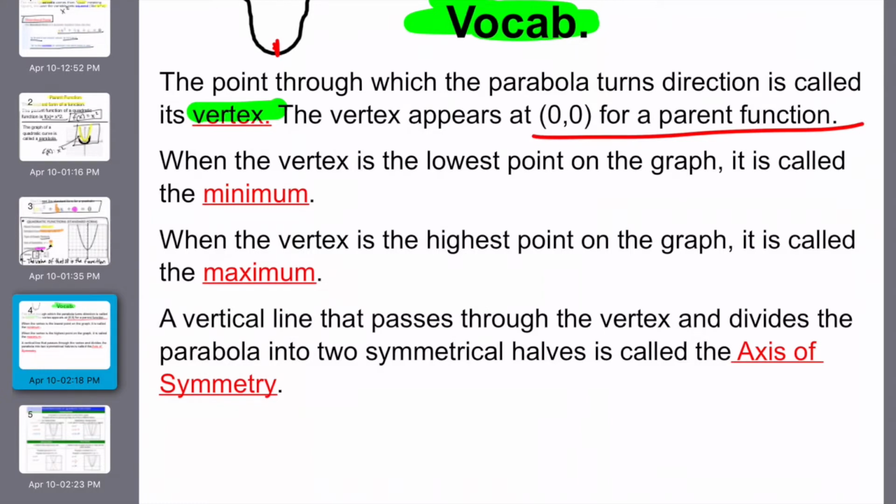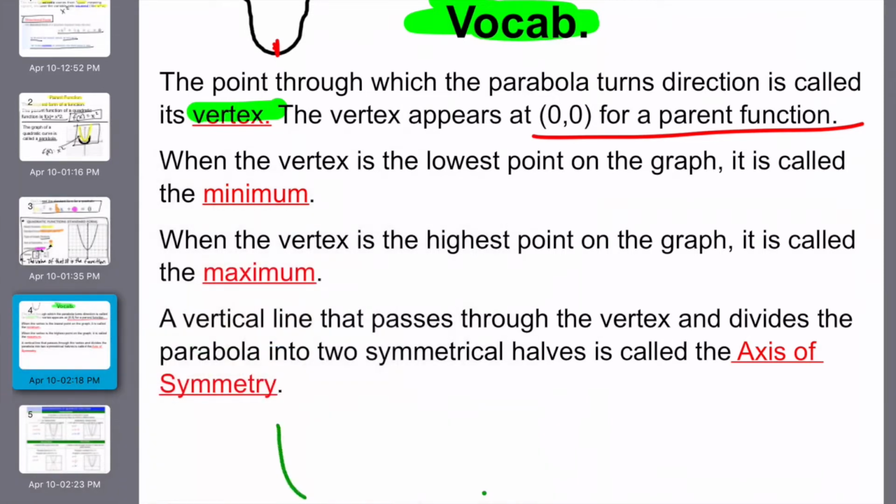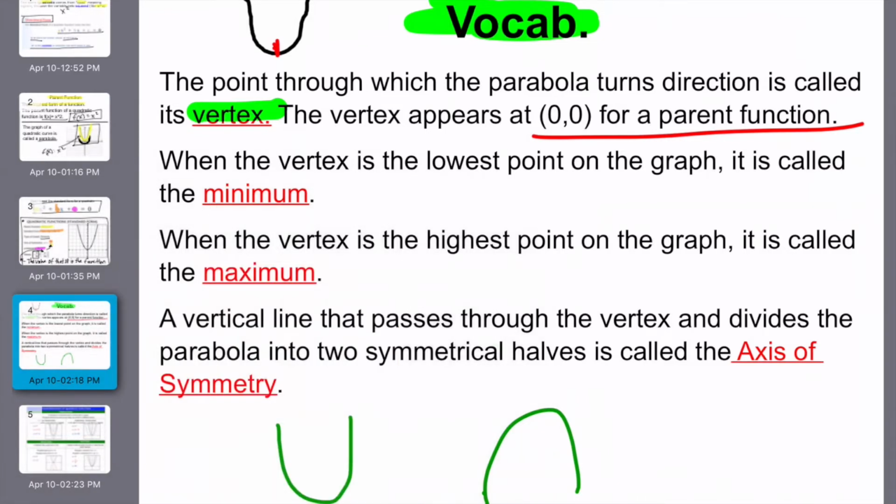When the vertex is at its lowest point on a graph, so let me give you a graph here. Why don't we go with green? Right here's my parabola. Okay, and I'm going to draw another one too. When the vertex is at its lowest point on the graph, that is a minimum. When it's at its highest point on the graph, that is a maximum.